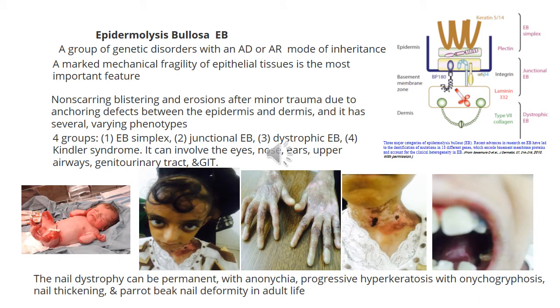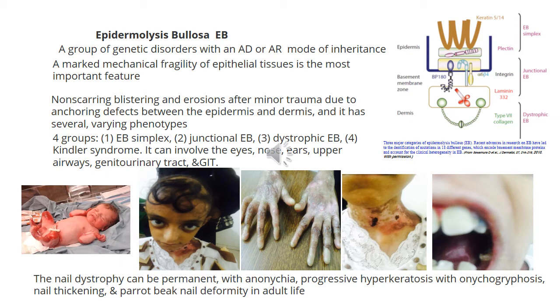An interesting inherited condition which is called epidermolysis bullosa, a group of genetic disorders, autosomal recessive or dominant. Marked mechanical fragility of the epithelial tissue is the most important feature. Non-scarring blistering. You see blistering here, blistering in the mucosa. Here the newborn with the problem, after minor trauma due to an anchoring defect between the epidermis and dermis.